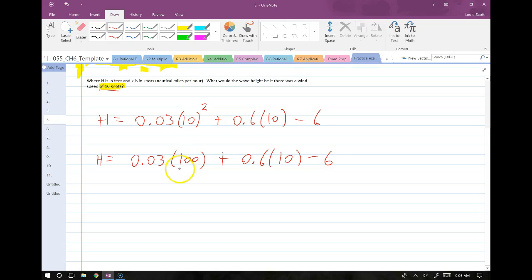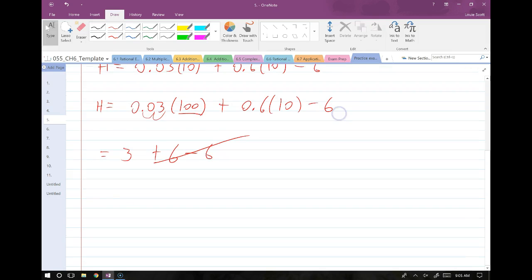Now remember, when I multiply by 100, that's the same as moving this decimal place 2 places over to the right. So this 0.03 turns into a plain old 3. The 0.6 turns into a plain old 6, and the minus 6 stays the same. These guys cancel out, and I get h equals 3.